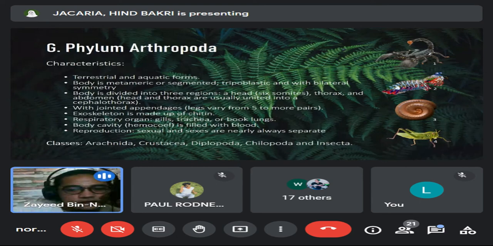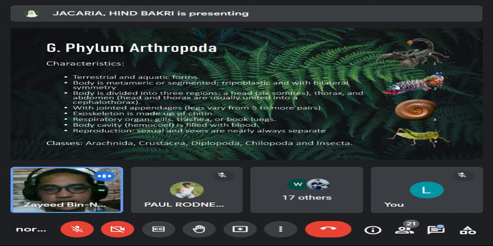To continue, chitin is a polysaccharide that is the principal component of the exoskeletons of arthropoda and the bodies of fungi. Next is the respiratory organs, and those are the gills, trachea, and the buccal. The next one is the body cavity or the hemocoel, and it is filled with blood. The last one is reproduction. The sexes are nearly always separate.